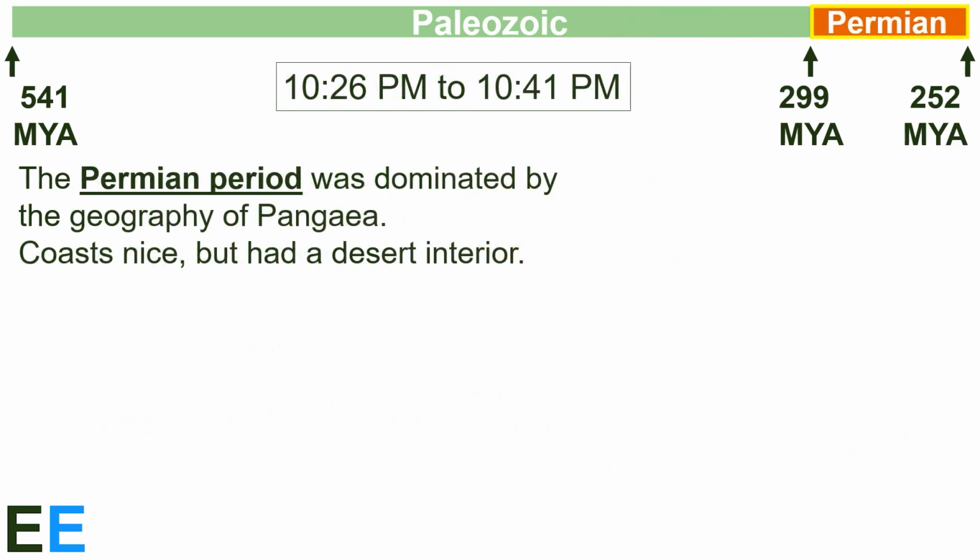The Permian period was dominated by the geography of Pangaea. The world was essentially a single landmass with coasts that were nice, but Pangaea had a desert interior since the ocean was so far away. I say the ocean because there was just one surrounding Pangaea.